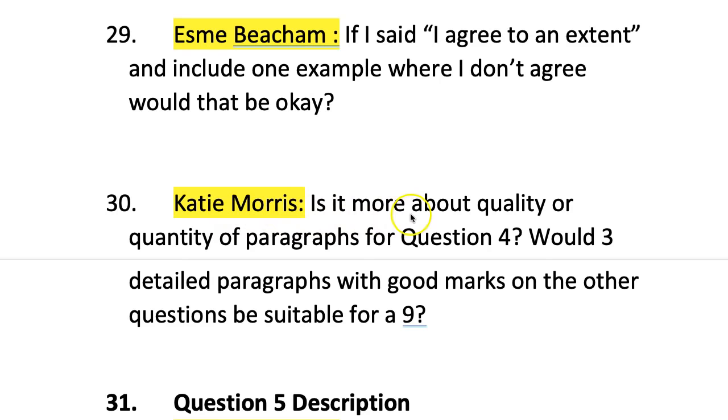Katie Morris, is it more about quality or quantity of paragraphs for question 4? Would 3 detailed paragraphs with good marks on the other question be suitable for a 9? Again, it is not about the number of paragraphs. If this is a question about quality, then absolutely that's where your marks are. And the examiner will judge the quality by looking at your analysis of the quotations. That's what's going to get you the marks. So when you look at a quotation, how well do you use that to back up your impression? That's what quality means here.